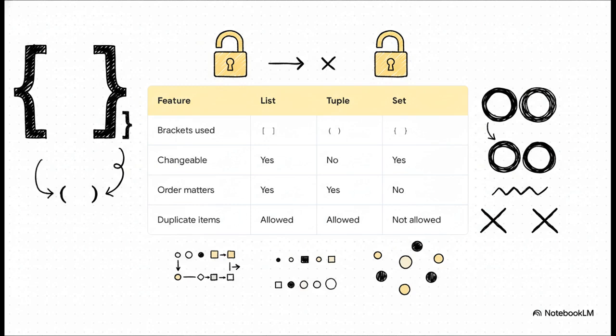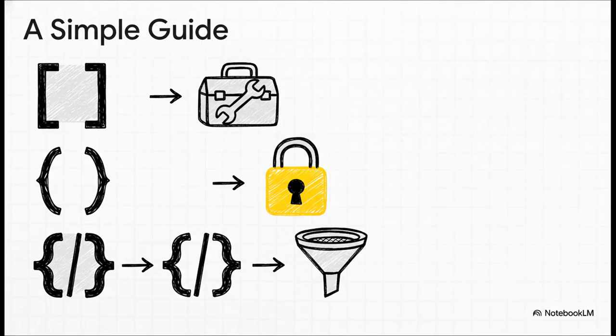Need to change your data? Lists and sets say yes, but tuples are a hard no. That's their whole reason for existing. Need to keep everything in order? Lists and tuples have your back, but sets just don't care about position. And the big one, duplicates, only sets will automatically kick them out for you. So let's just boil this all down into 3 simple rules. Think of this as your cheat sheet. Use a list for your general-purpose ordered collection that you know you're going to need to modify. Grab a tuple for fixed, ordered data that you need to keep safe, and choose a set whenever uniqueness is the absolute most important requirement.